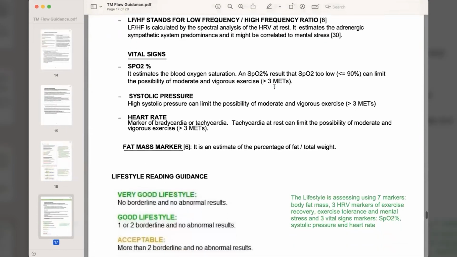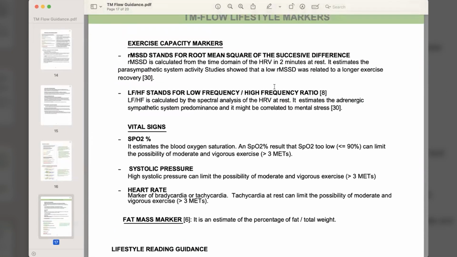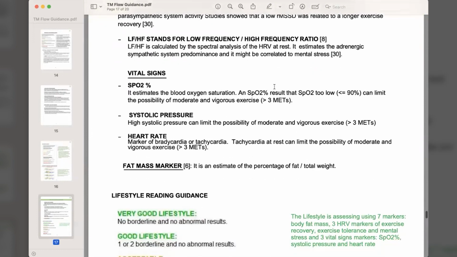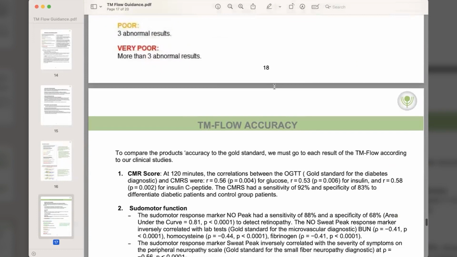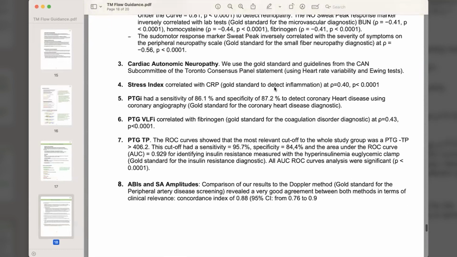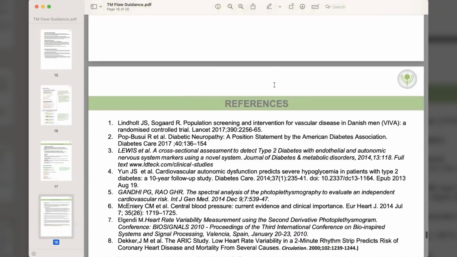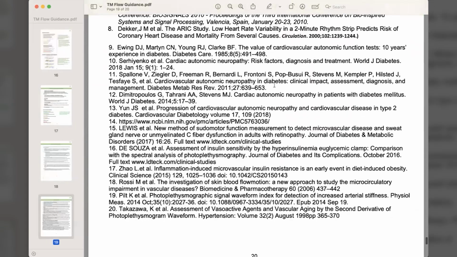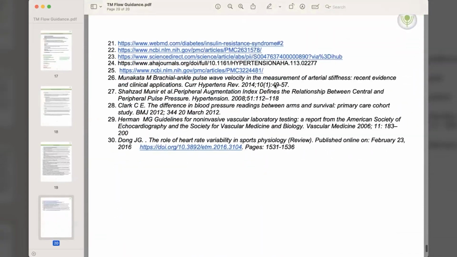This is all lifestyle. So you have exercise capacity, vital signs, fat mass. I mean, this is really good. I'll read through this whole entire thing and study each one. And then it has all of the studies with the links. Oh wow.